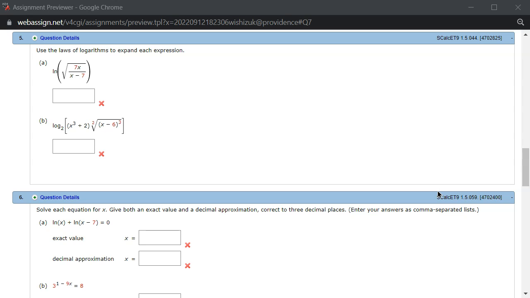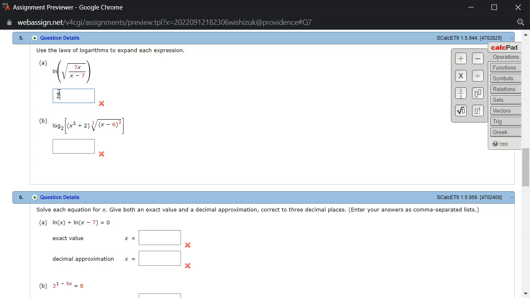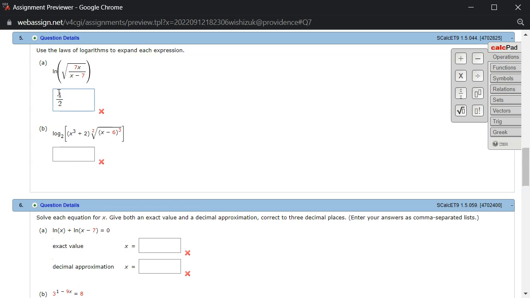All right, let's look at homework 1.5, problem number 5. All right, so let's look at part A. First thing we can do is, since you have a square root, which is a 1/2 power, right? If you have a power here, you can put the power in front. So I can put the 1/2 in front of the natural log.